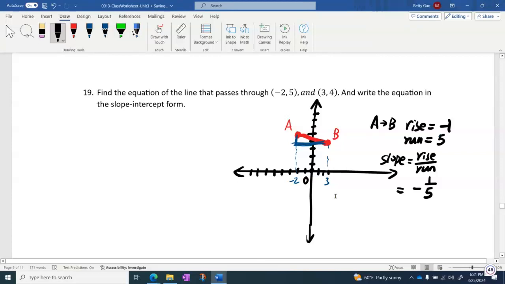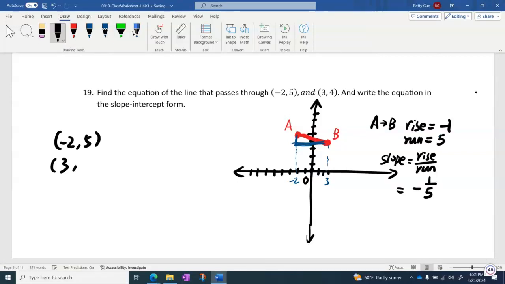What if we use the algebraic method? Let me show you the algebraic method, okay? I'm going to write one point on top, the other on the bottom. It doesn't matter which one on the top, which one on the bottom. But you need to keep the consistency. If you write (-2, 5) on the top, (3, 4) on the bottom, you would have to keep that way the entire time.